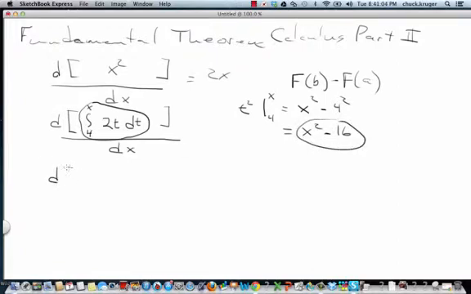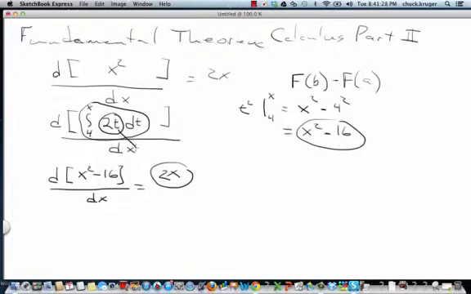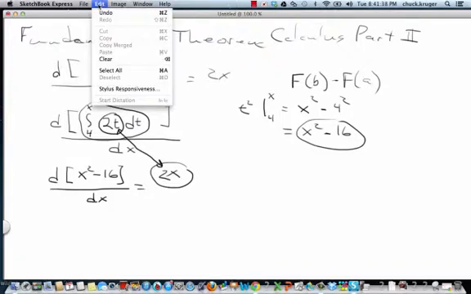So now I replace this integral with the cumulative function, which is x squared minus 16, and take the derivative of that with respect to x. The derivative of x squared is 2x, the derivative of minus 16 is 0, and I get this as my answer. How did that relate to what I started with? It looks like all that happened was x replaced t. Let's take a look at another example.